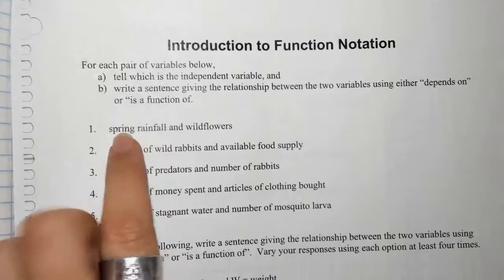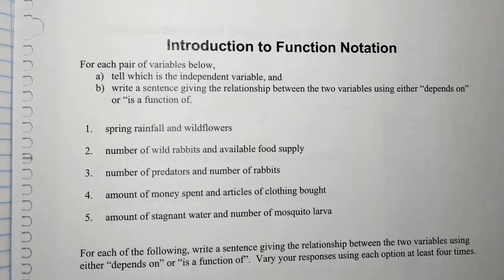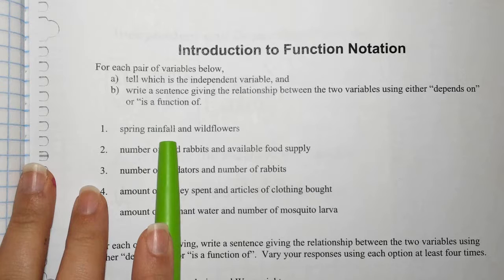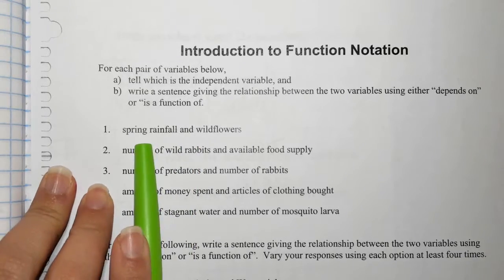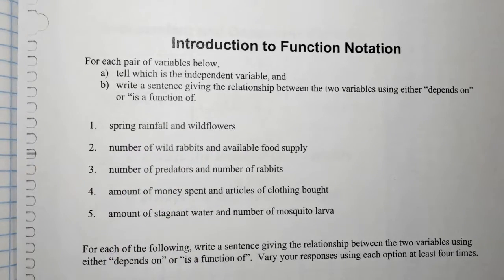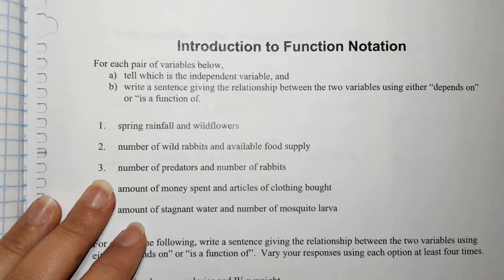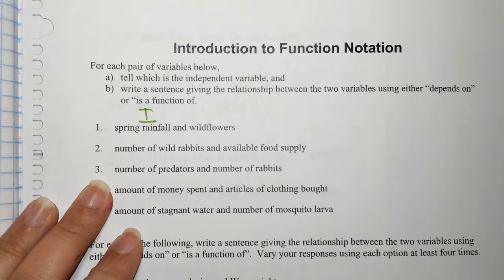Now, our first situation is spring rainfall and wildflowers. So which of those is the independent variable? Why? Remember, the independent variable controls it. So what controls the wildflowers growing? Rain. When we have a drought, we don't have flowers, right? So what's the independent? Rainfall. Okay, so let's write independent, an I, over spring rainfall. So what does that make wildflowers?